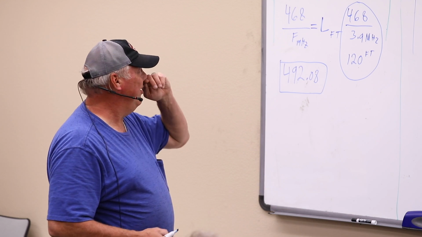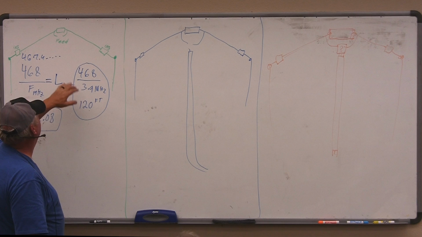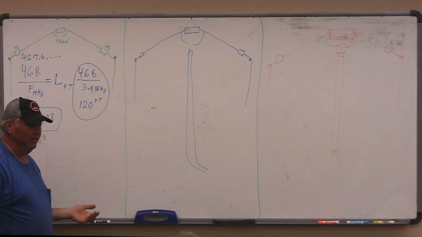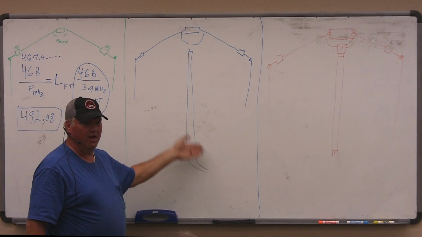In our perfect ham radio world, we built this antenna. It's exactly resonant at 3.9 megahertz at that feed point. So now what's the next thing we want to do? We want to put a piece of cable to it, right? So we want to run a feed line to it.